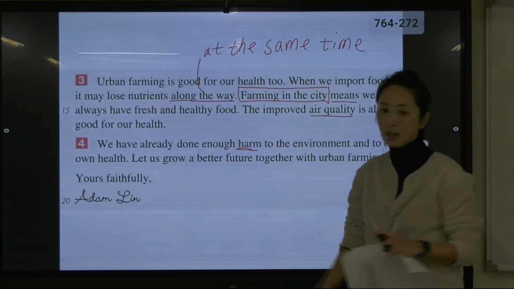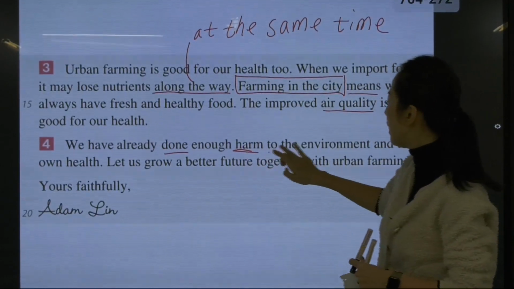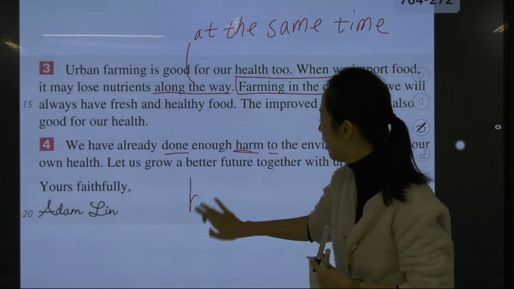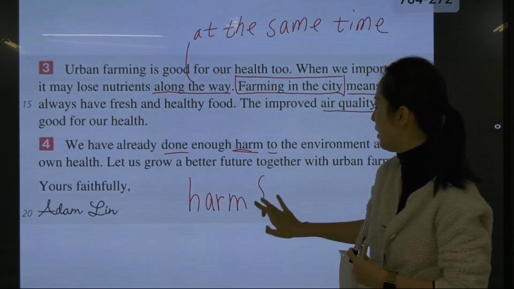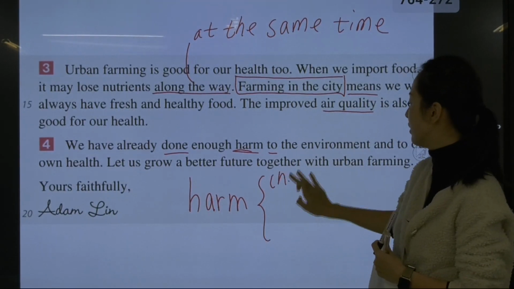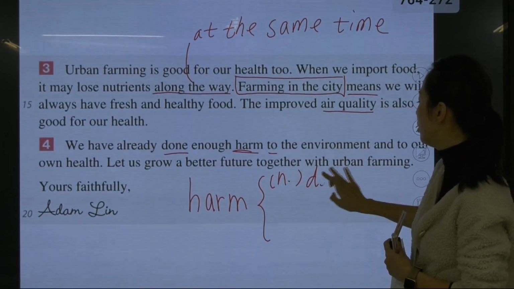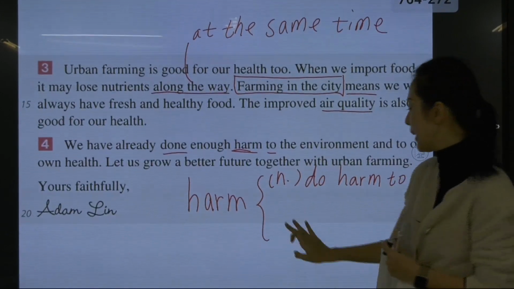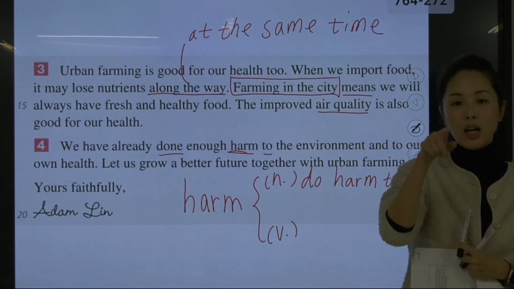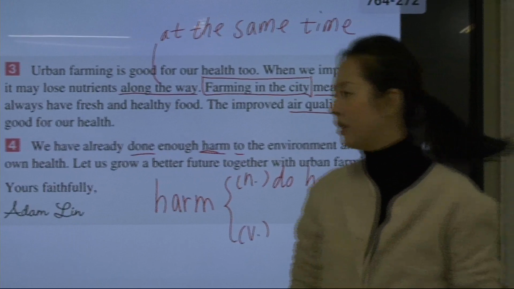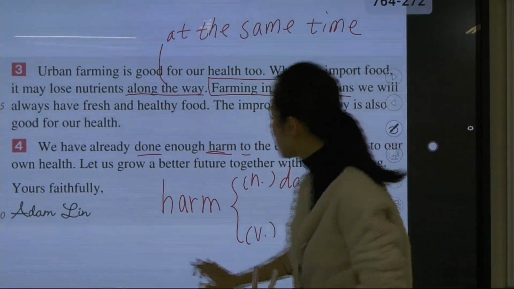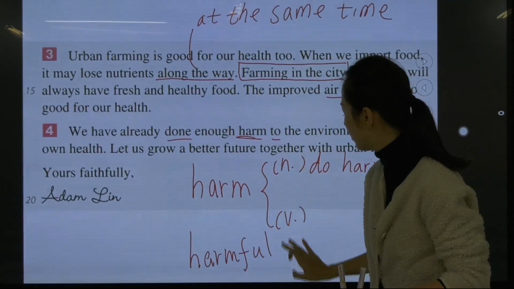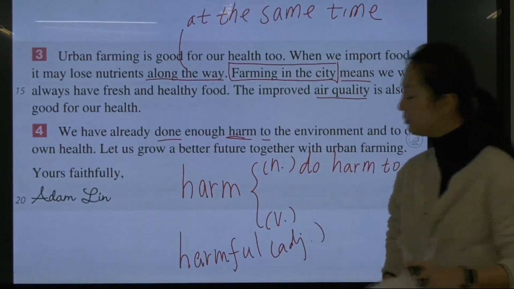We have already done enough harm to the environment. So let's look at this word, harm. Do harm to. Can you guess what is the part of speech of harm? Harm here is a noun, 傷害. Do harm to something. And also it can be a verb. English harms, 英文好痛苦. And also, let's write down the adjective, harmful.